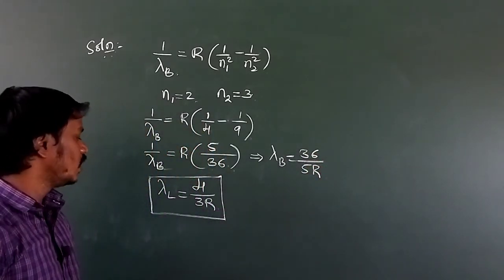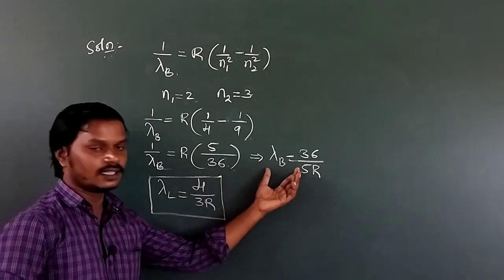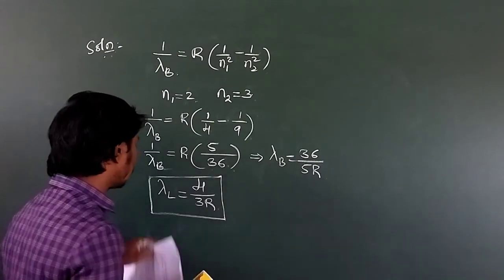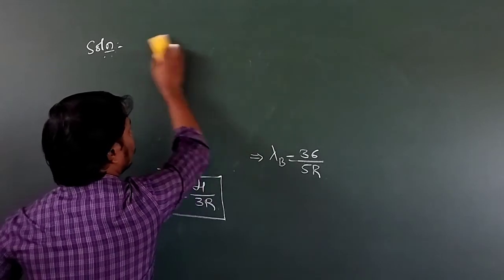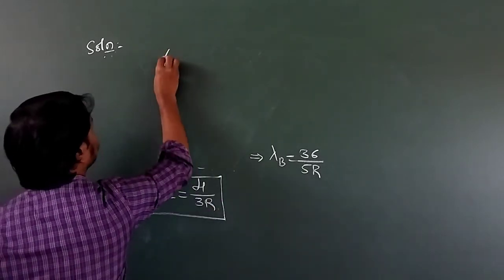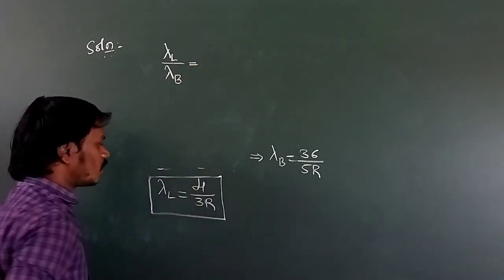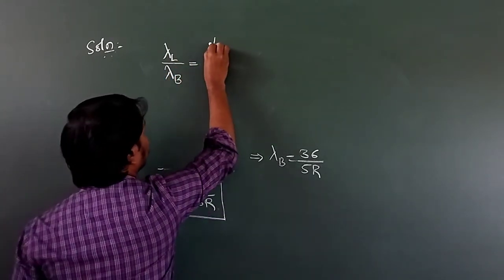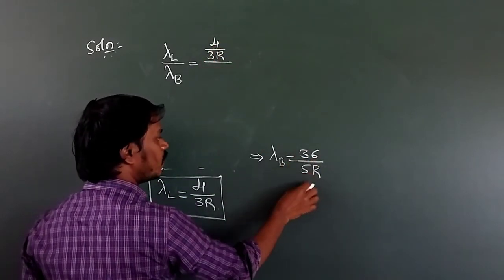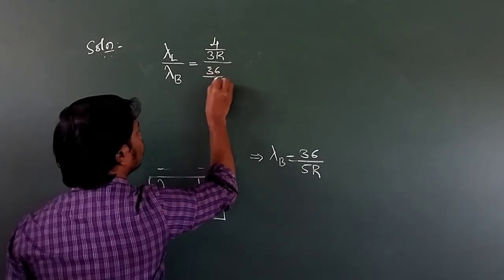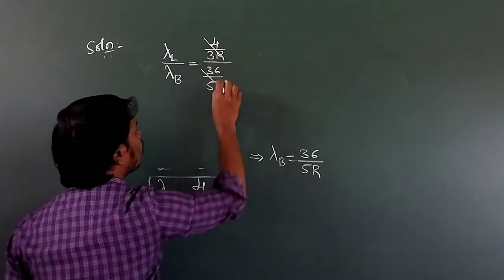But what is our aim? Our aim is to find the ratio of the longest wavelength in Lyman series and the longest wavelength in Balmer series, means lambda L by lambda B. So what about lambda L? That is 4 by 3R. Then what about lambda B? That is 36 by 5R. Then 1 by R gets cancelled here.